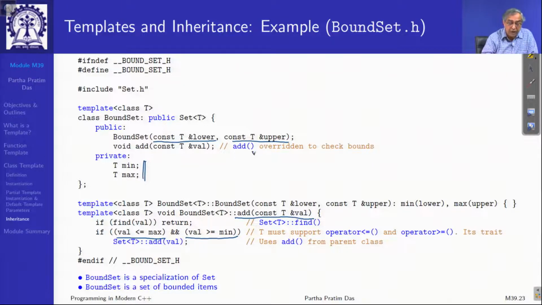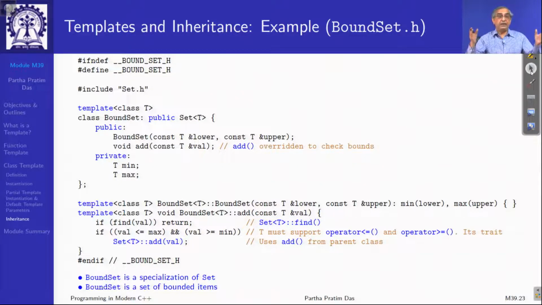So, I need to override the add for the set class. This is a polymorphic inheritance, as you have seen, because add was a virtual function in set. So, I override that and I check if it is within the bound. If it is within the bound, then I make use of the add of the parent class to actually do the adding, which finds for duplicate, and if the duplicate is not there, we will put it in the list and so on. In this way, specializing from set, I can have a bounded set.